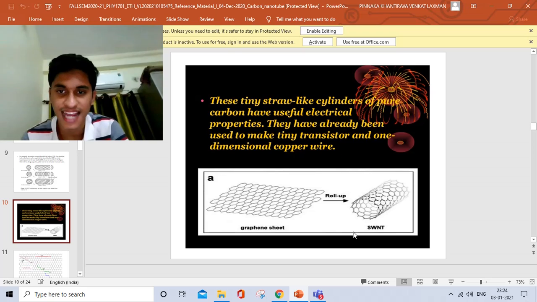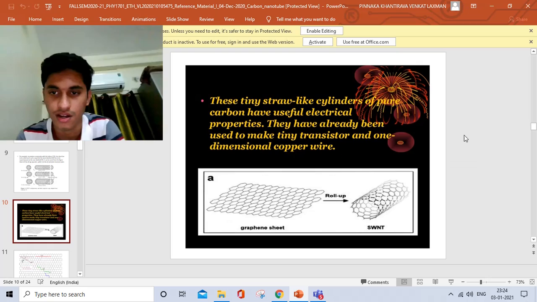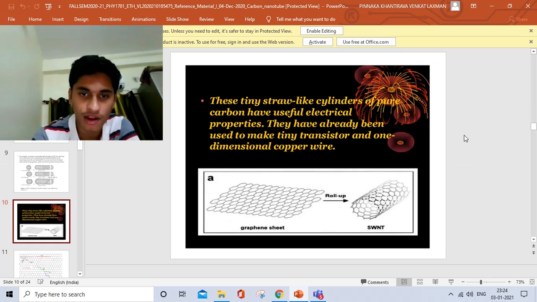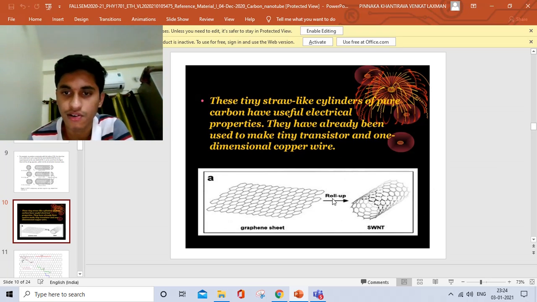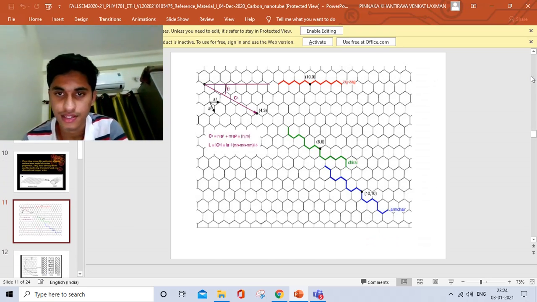These tiny straw-like cylinders of pure carbon have useful electrical properties. They have already been used to make tiny transistors, which means microchip transistors. I think you got my point. And one-dimensional copper wire. So this is the way the graphene sheet is rolled up to prepare the carbon nanotube. This is the microscopic structure of different types of carbon nanomaterials and their respective indices.